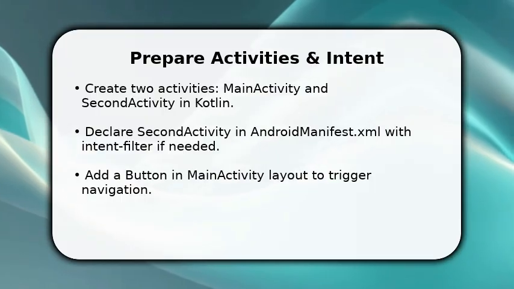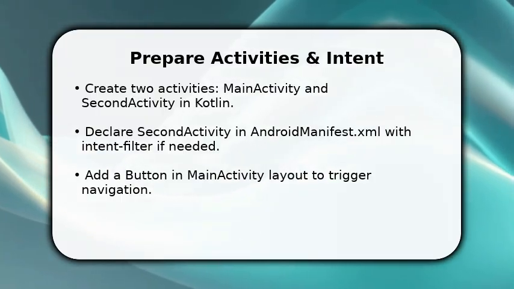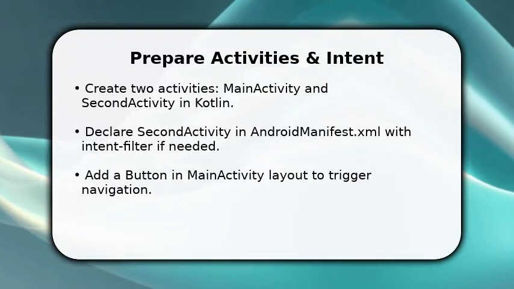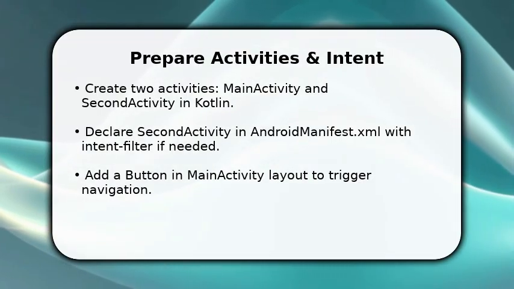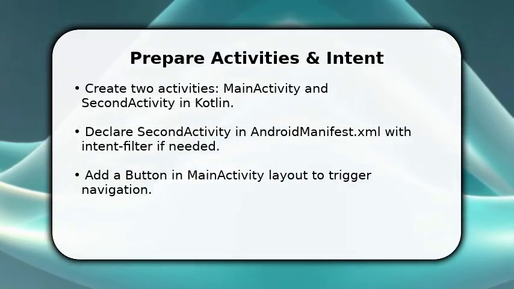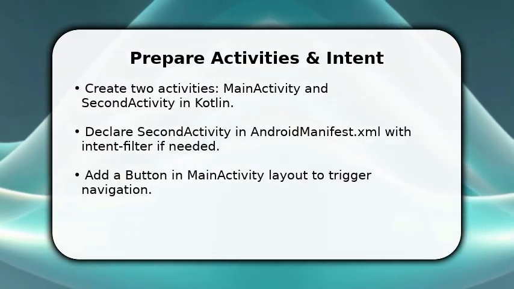Next, build an explicit intent pointing to the second activity. This tells the system exactly which screen to open. Make sure you use the activity class references, not strings, so refactoring remains safe. Now attach an onClick listener to the button to launch the intent.